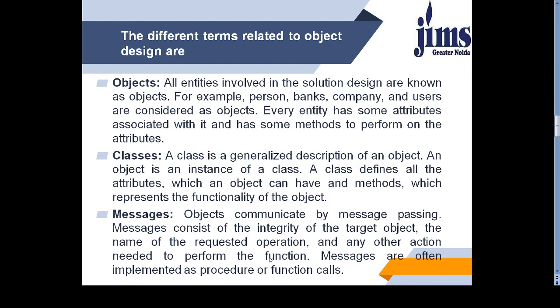Objects are the entities. A class is a generalized description of an object. So an object is an instance of a class. A class may define all the attributes which an object can have and methods which represent the functionality of an object. Messages are used to communicate between the objects by the help of message passing.